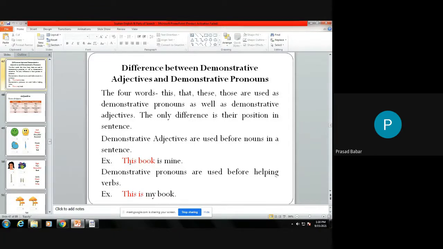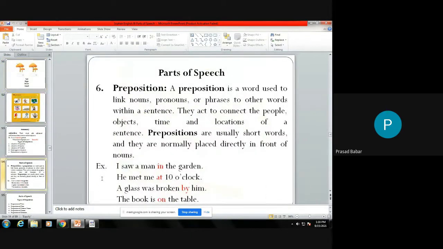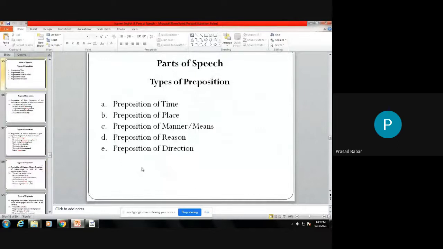So what is the preposition? Prepositions are the words used to link nouns, pronouns, or phrases with other words within a sentence, and they work to connect the people, objects, time, and locations of a sentence. Prepositions are usually short words. These are not long words or phrases. These are small words, and they are normally placed directly in front of a noun. This is the definition of the preposition.